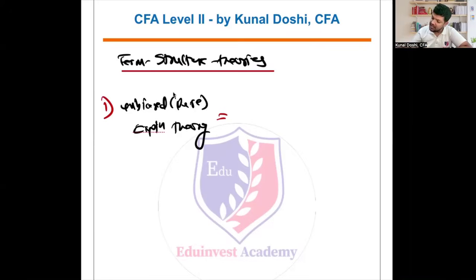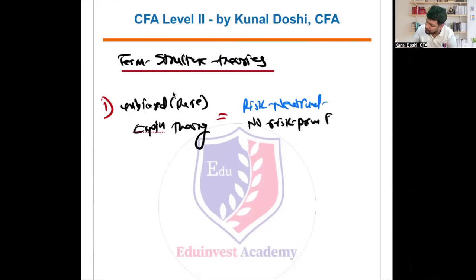In the unbiased expectation theory, we have the assumption of risk neutrality. Now, what is risk neutral? Risk neutral is where the investors are not concerned with higher maturity and higher risk. Understood? So the biggest principle here is that risk neutrality means they don't require a risk premium for maturity. Risk neutrality means no risk premium for maturity. That is the concept of risk neutrality.